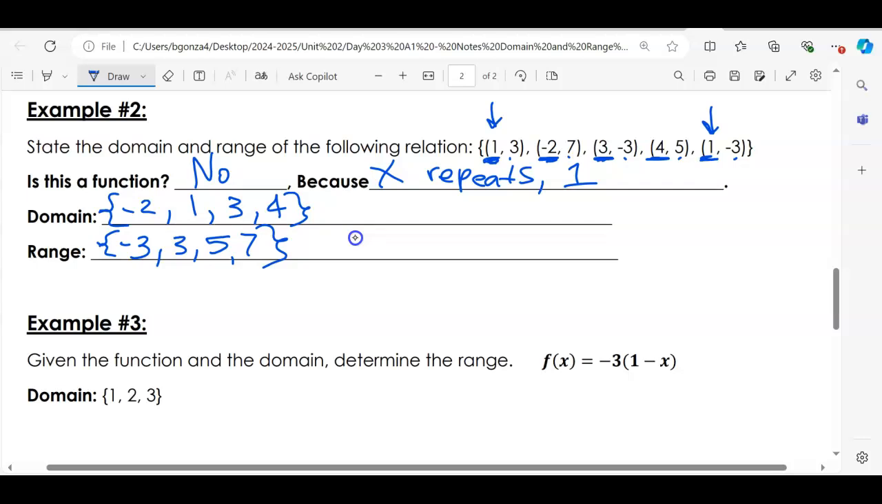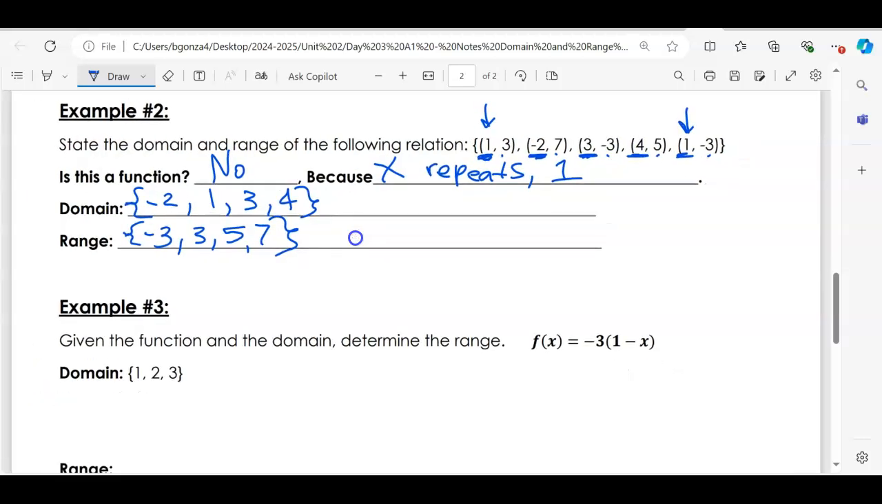Okay, do you see how to do these? You put the X's in order from least to greatest. You put the Y's in order from least to greatest in brackets without repeating. Look at example number 3.